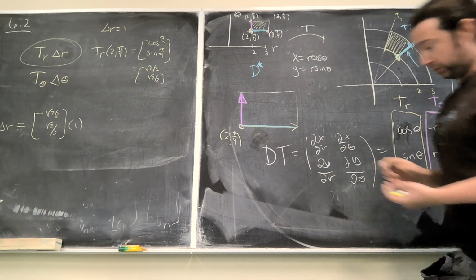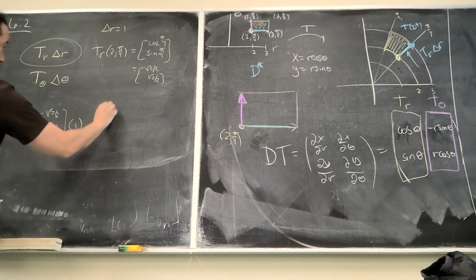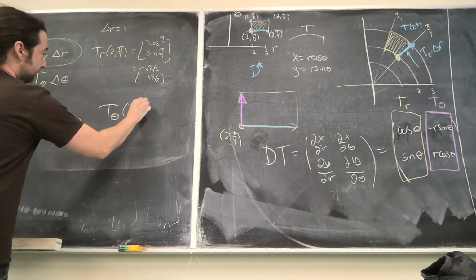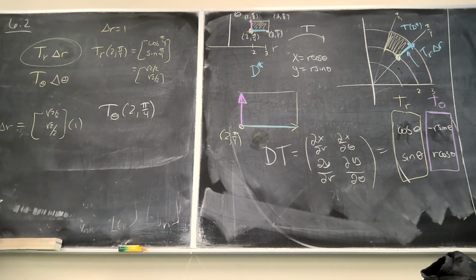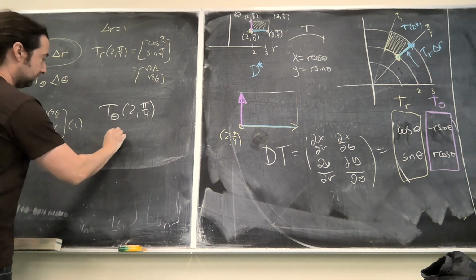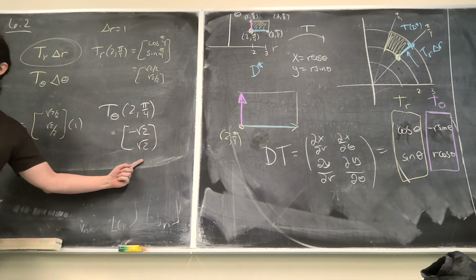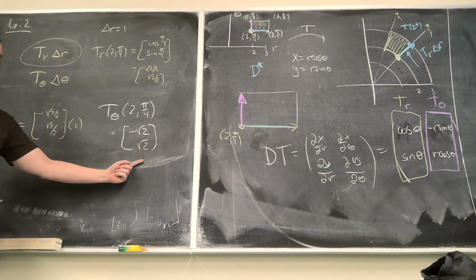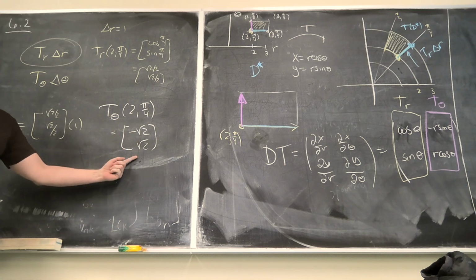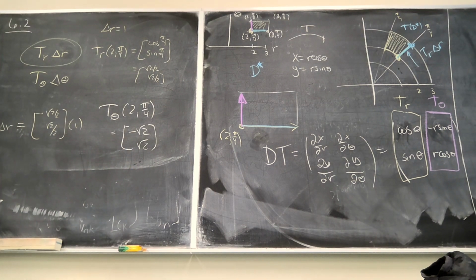Okay, let's look at the other one. Let's look at T_theta at the point (2, pi over 4). Well, a quick calculation will show you that this is equal to (minus root 2, root 2). That's a vector of length 2, basically pointing in the (minus 1, 1) direction. So T_theta delta theta is going to be the vector (minus root 2, root 2) times delta theta, which is from pi over 4 to pi over 3, pi over 12.